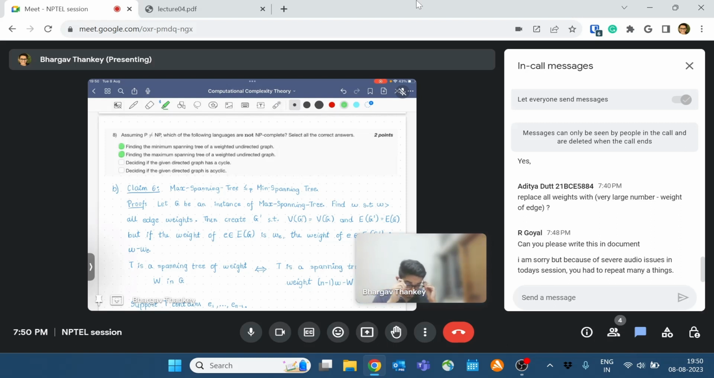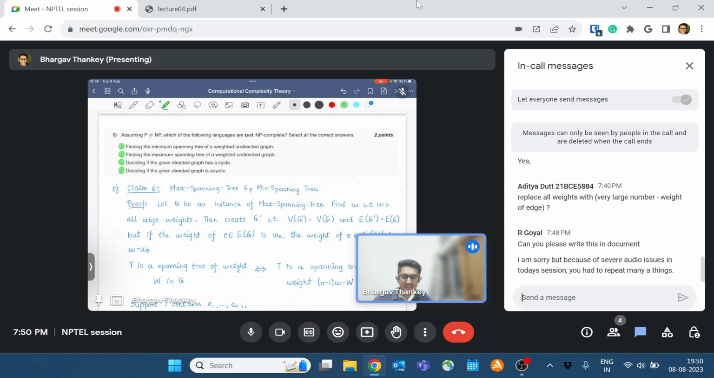So, deciding if the given directed graph has a cycle. What kind of a cycle? Okay, so the graph is directed, so there is just one type of cycle, right? These are both in P. Yeah, both of them are in P, so these are also correct.